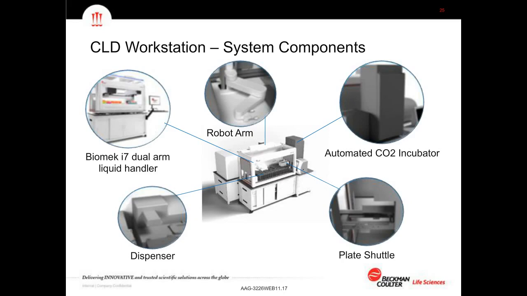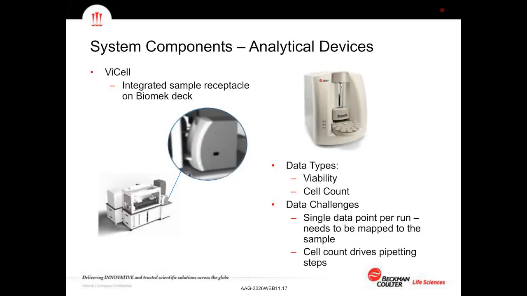I want to touch on a bit more detail on the analytical devices that we have on this system. The first one that we use, which was integrated on the right-hand side, is a ViCell. This is a Beckman Coulter device that counts both cell numbers and viability, and presents us with a couple of data challenges around the fact that we gather a single data point per run, which needs to be mapped back onto a plate. So the ViCell can only process one sample, which is typically coming from a 96, 24, or 6-well plate. And of course, those cell counting data do drive pipetting steps, and we've recently released some excellent publications on how we can do that very reproducibly.